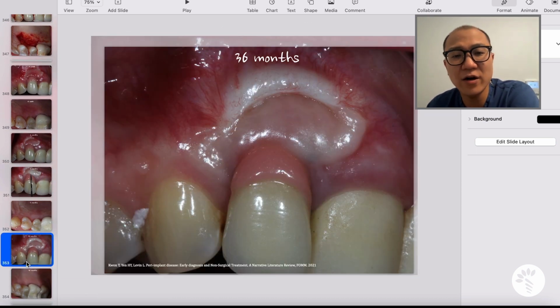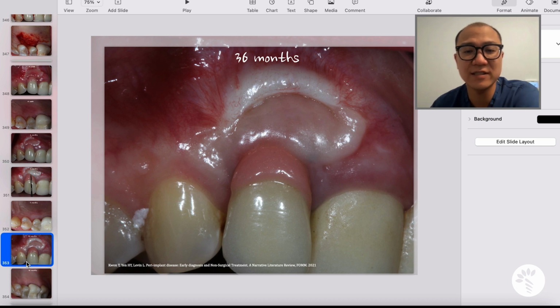And I saw her for 36 months. And you can clearly see the nice result has been maintained, and the probing depth has been maintained very normal. Thus, we did not need any additional procedure.